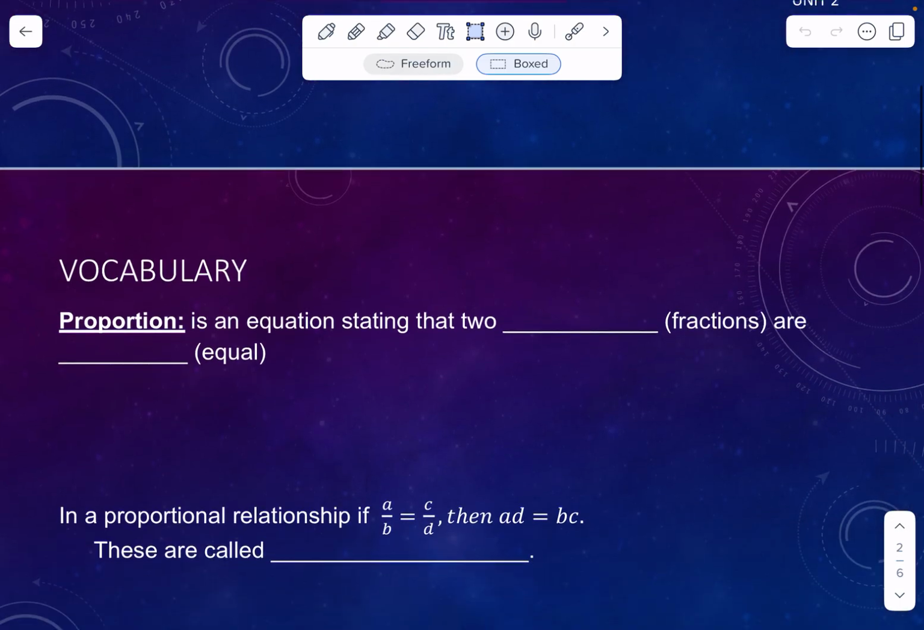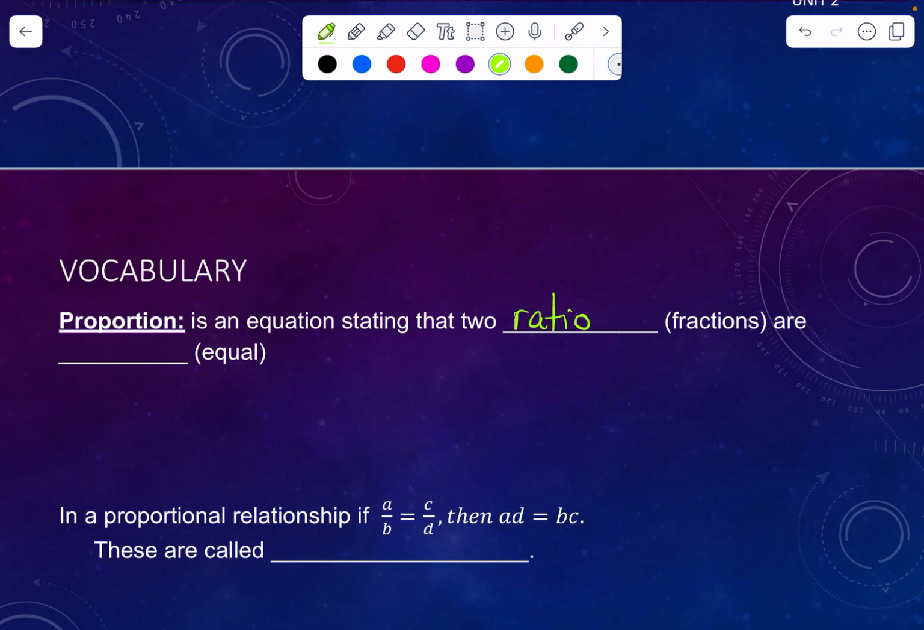So, vocabulary. Proportion is an equation stating that two ratios are equivalent. In other words, we're simply saying that two ratios are equal to each other.